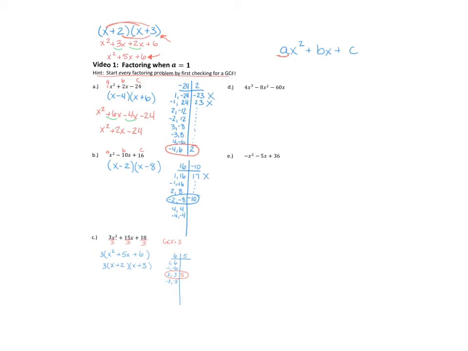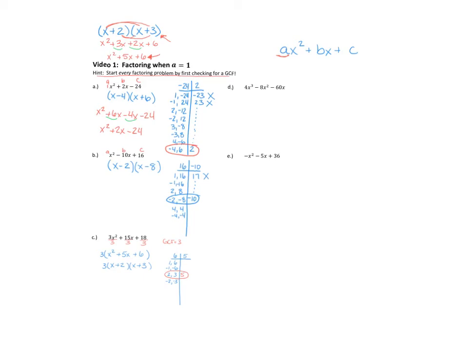Okay, so now let's look up here at problem D. And this one, again, may look a little confusing because not only is A not equal to 1, but I'm also working with an x cubed instead of an x squared. So that's where, again, I would want to make sure that I'm always checking for a GCF first.